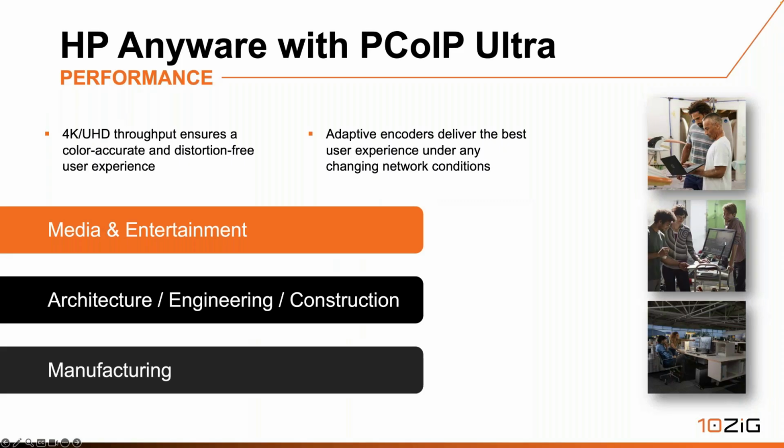So for media and entertainment, it enables editors, animators, and VFX artists to work with high resolution video and complex scenes remotely. And it preserves color accuracy and fine detail for grading, compositing, and post-production. And adaptive encoding supports smooth playback and scrubbing, even when teams are distributed globally. For architecture, we're delivering crisp 4K visualization of large BIM models, plans and photorealistic renders, maintaining line precision, textures, and color accuracy, which is critical for design review and client presentations.